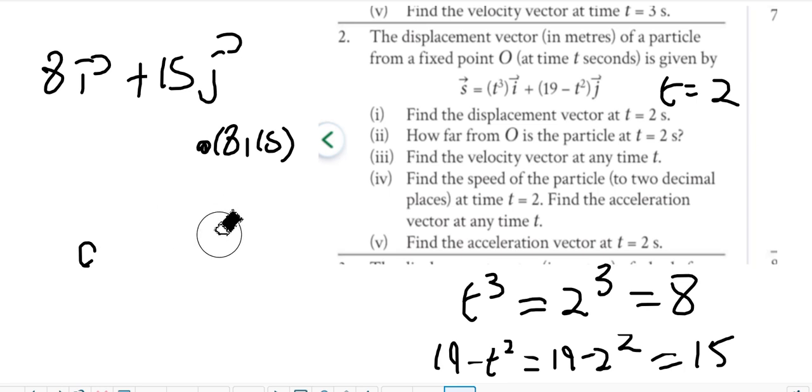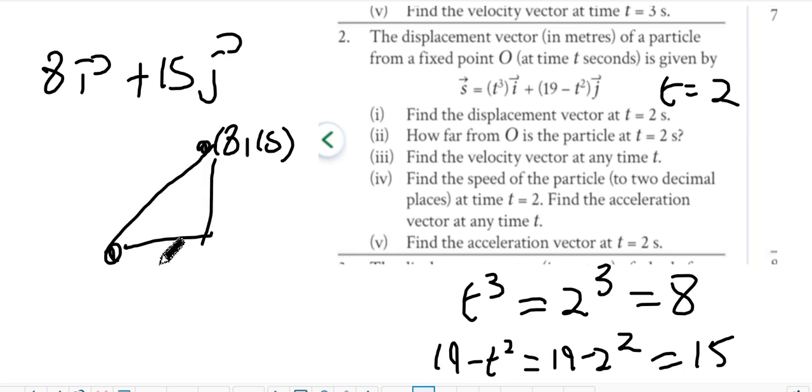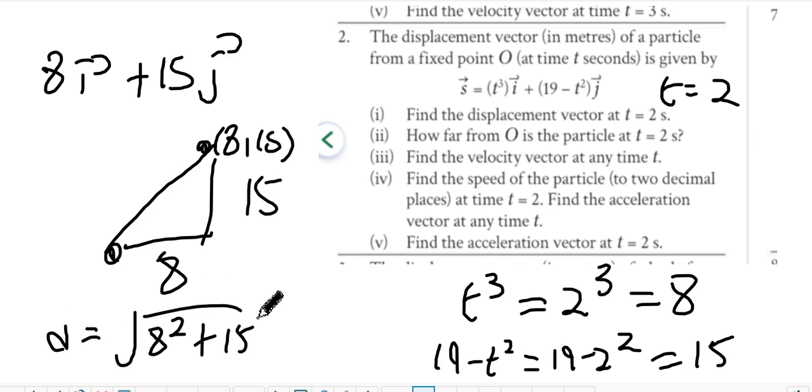All right. Next thing. How far from O is the particle at t equals 2? Well, we just discussed that a minute ago. It's 8 across and 15 up. So use Pythagoras' theorem. What do you get? 8 squared plus 15 squared.